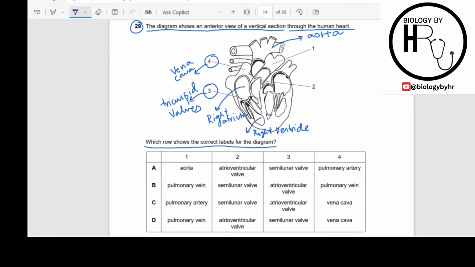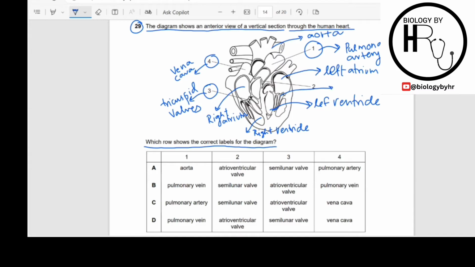Then let us move to the other side of the heart. This structure 1 is below the aorta and it is representing the pulmonary artery, which pumps the deoxygenated blood to the lungs. This structure over here is representing the left atrium, and this structure is representing the left ventricle. We know that in between the left atrium and the left ventricle there is a valve, and that valve is known as the mitral valve or bicuspid valve.